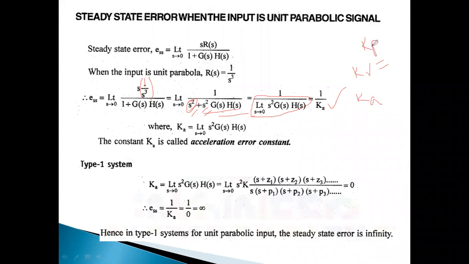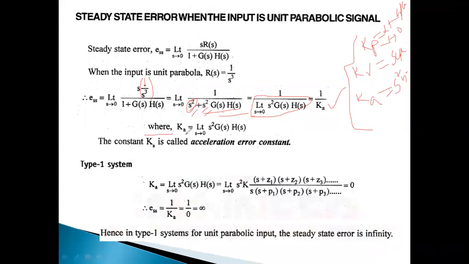For the unit step input, we have the position error constant. The position error constant means limit s tends to 0 of g of s into h of s, the loop transfer function. For the velocity error constant it is limit s tends to 0, s into g of s into h of s. For the acceleration error constant, it is s square into g of s into h of s. Okay, this we have to remember. These are called static error constants.